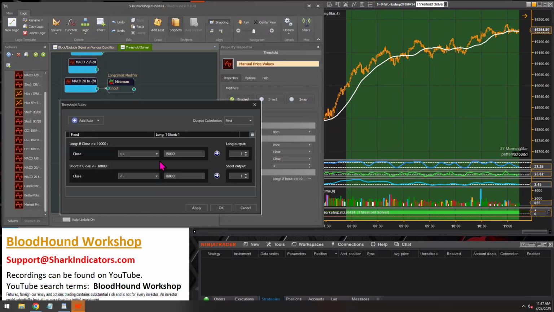Or let's see here. Yeah, I can reverse these conditions. So again, depending on how you might be using these discretionarily calculated price levels for the day, in this setup, we're going to get a long output.